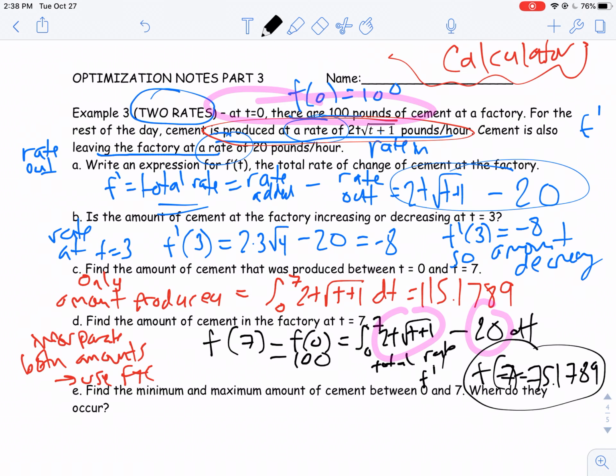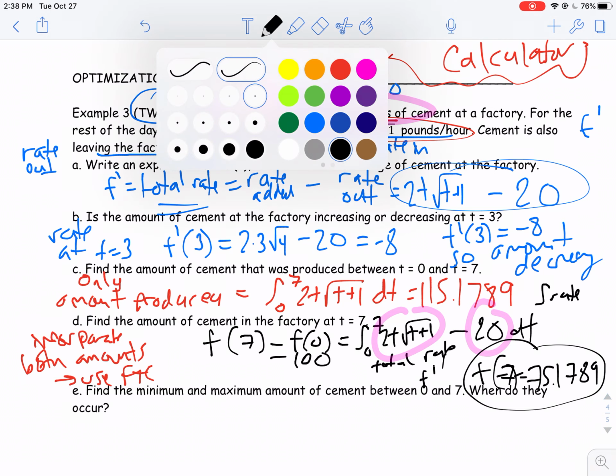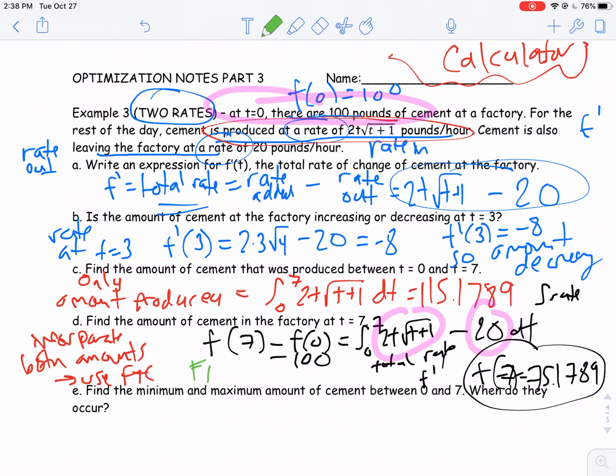Okay, cool. So look at the difference, right? Part C asks how much was produced from 0 to 7. You just integrate the rate, right? That's all we did in here. But in this part, when we say how much do we have at time 7, that's a situation where you need to use the fundamental theorem because you need to incorporate how much we start with, and then incorporate what is my rate in, and then subtract what is my rate out. How much gets added minus how much is leaving at any given time.